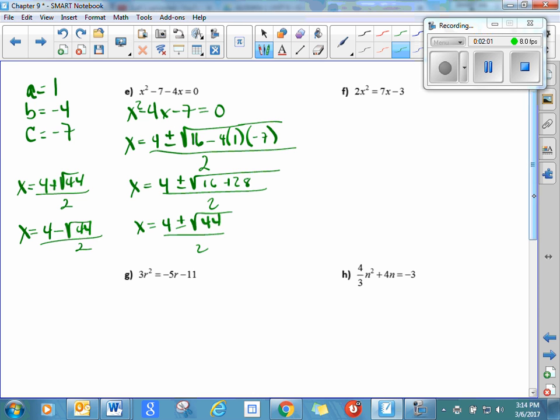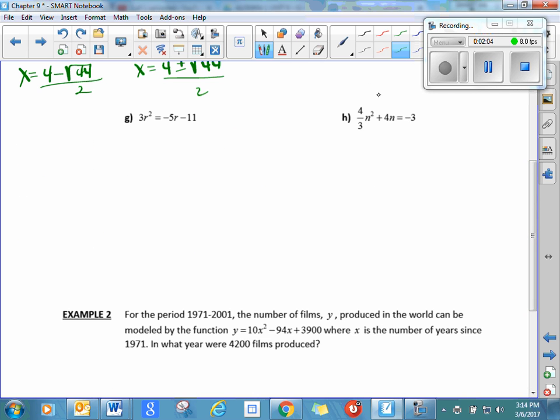I want to go down and work H because it's got a fraction as a coefficient. Again, it's not in standard form either. So I'm going to go over here and add the 3 to both sides. And actually, in standard form, we have an integer coefficient. The quadratic formula will actually work using 4/3 as your a, but it's going to be messy. So I would just as soon get rid of the fraction, eliminate it by multiplying through by 3.